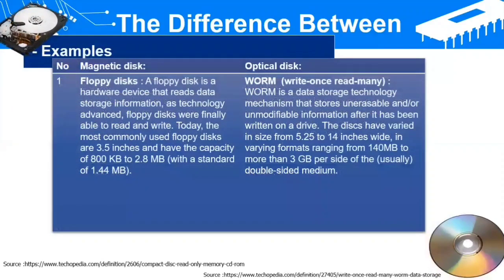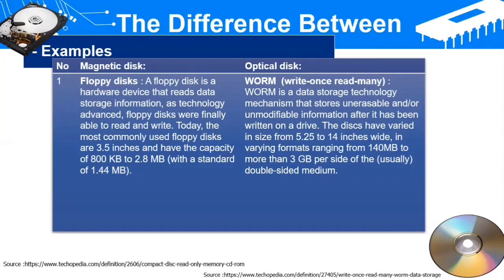In magnetic disks, there are also floppy disks. A floppy disk is a hardware device that reads data storage information. As technology advanced, floppy disks were finally able to read and write. Today, the most commonly used floppy disks are 3.5 inches and have a capacity of 800 kilobytes to 2.8 megabytes, with a standard of 1.44 megabytes.